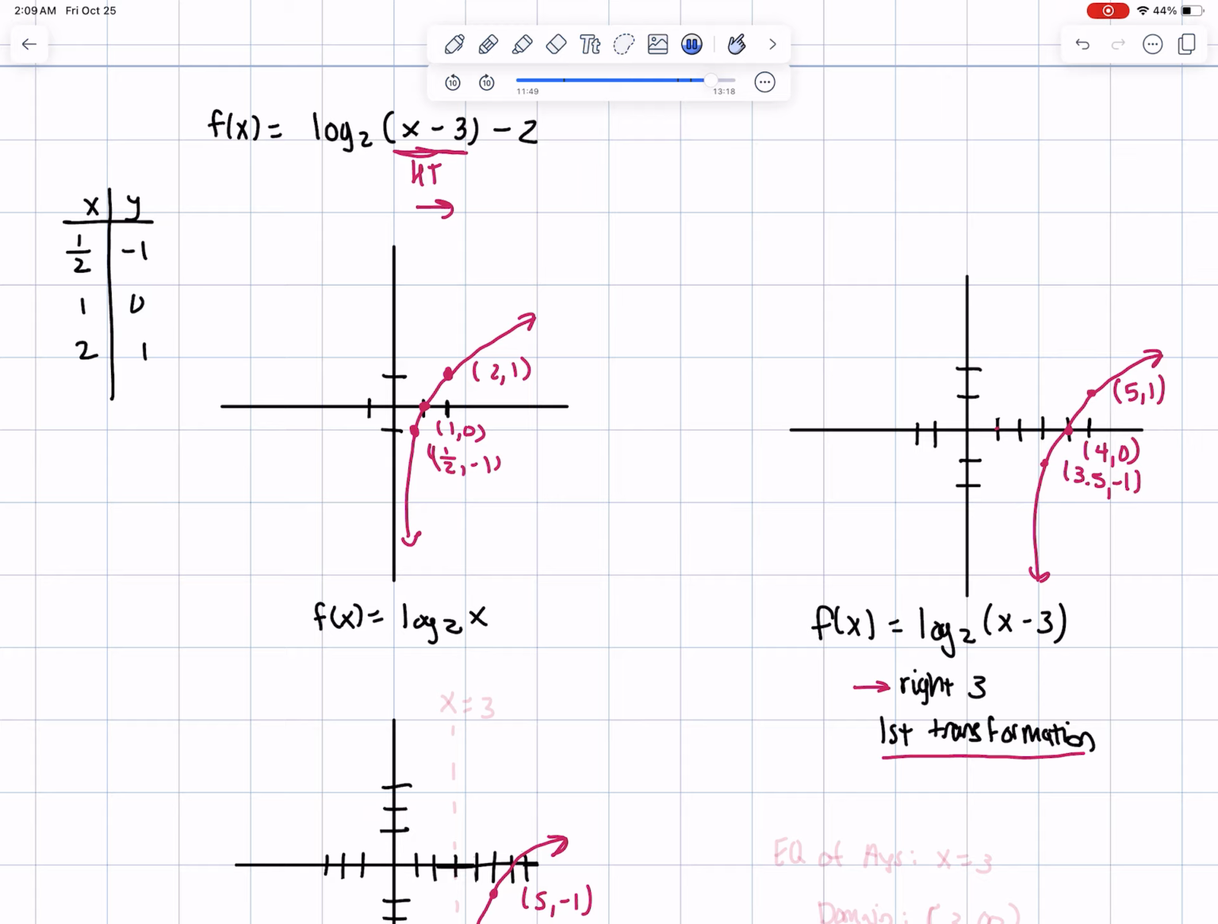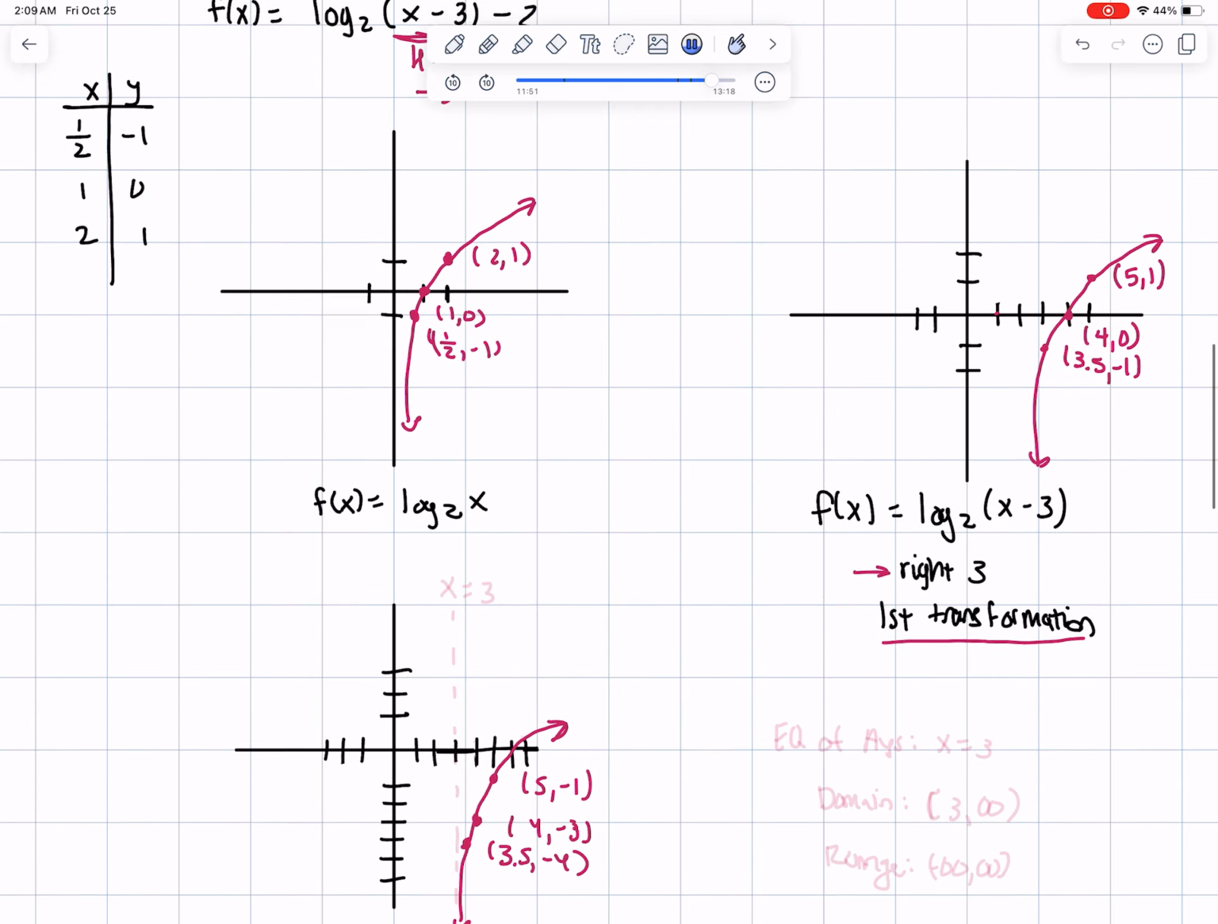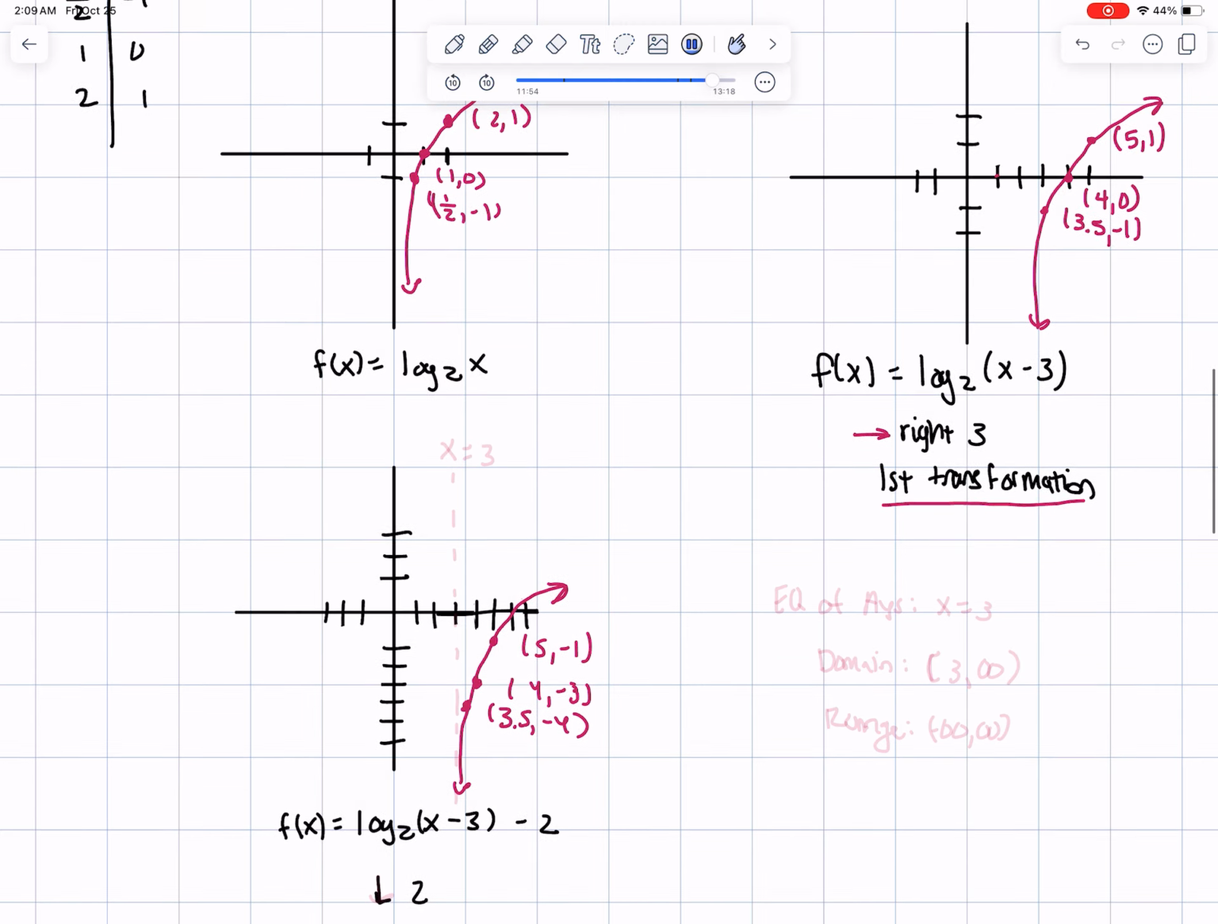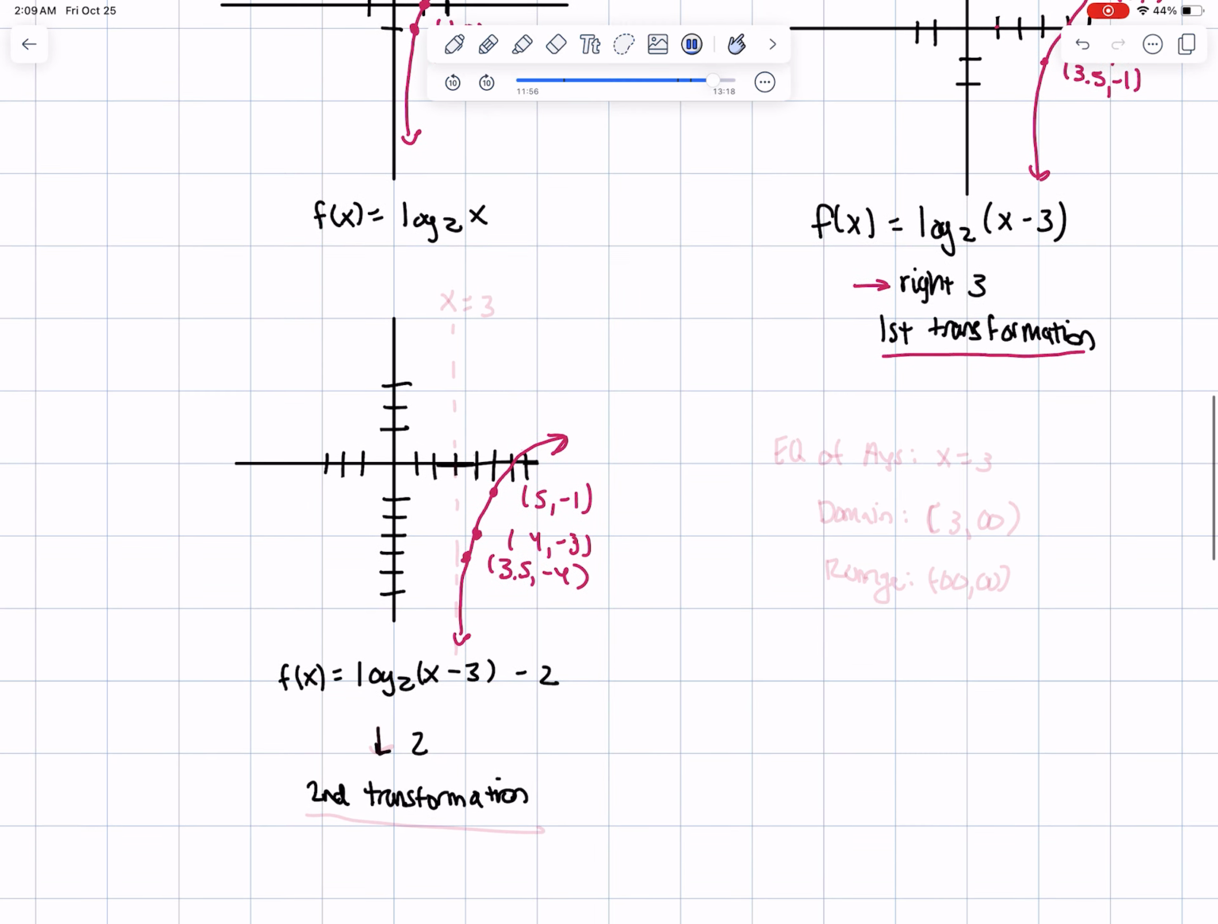Now, the next one was to do our vertical transformation. That means we're decreasing by 2. So I look at my original points, and I did the Y. So 1 minus 2 is minus 1. 0 minus 2 is minus 3. Negative 1 minus 2 is negative 4. And all the X values are still the same. So all I did was go down 2 for my second transformation.